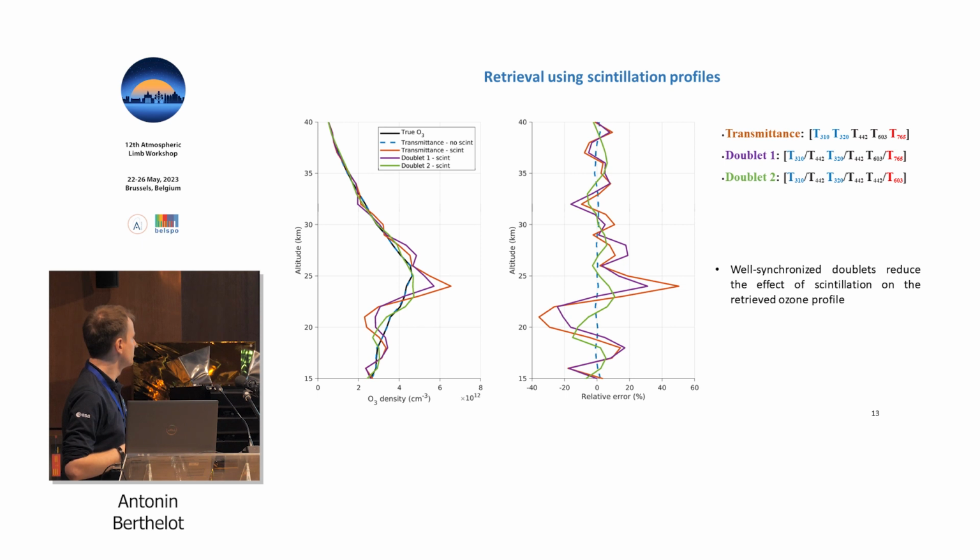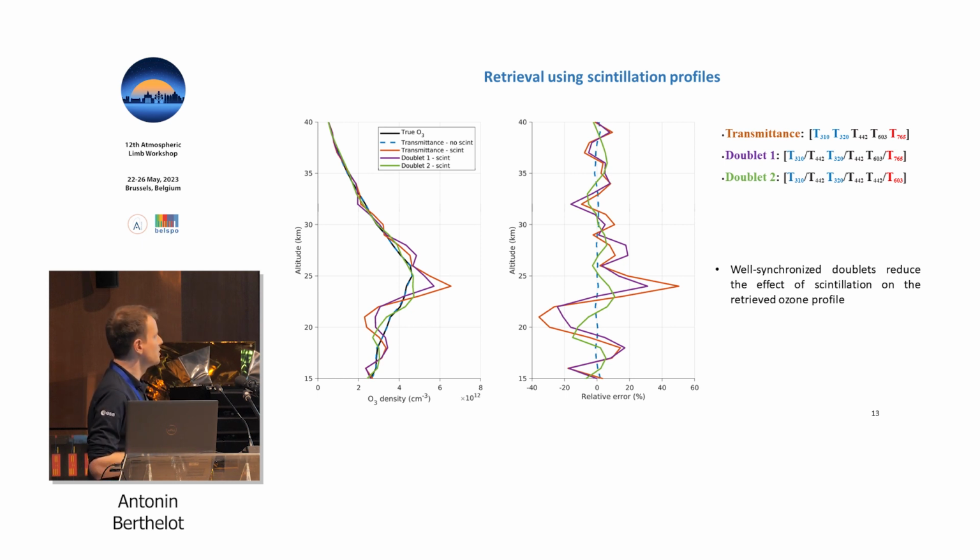So now, basic retrieval. So this one is without radiometric noise because I simply wanted to see the effect of scintillation on our retrievals. You have a true ozone here, it's the black curve, and then what we would get without scintillation and a basic transmittance measurement vector. So it's an almost perfect match because there is no other source of noise.